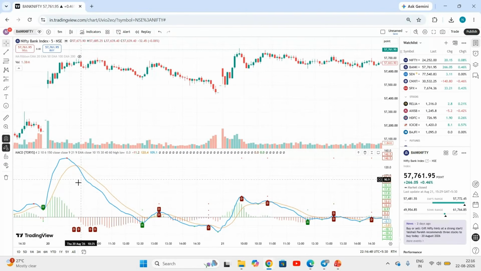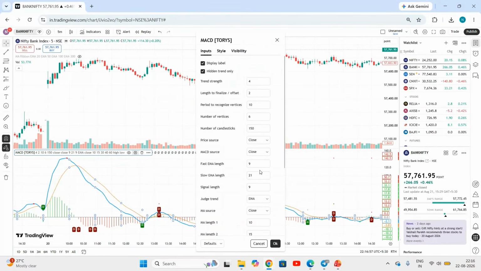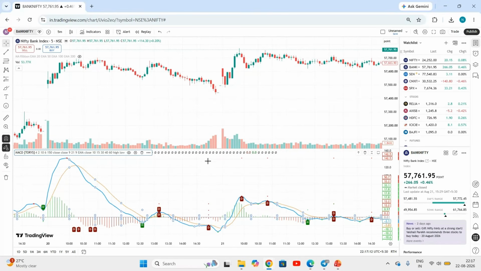So what we need to do here is go to this particular indicator, go to the settings of this indicator, and change the fast EMA length to 9 and slow EMA length to 21. Make this change and keep everything else as default and click OK. And you will be seeing two lines in this indicator.